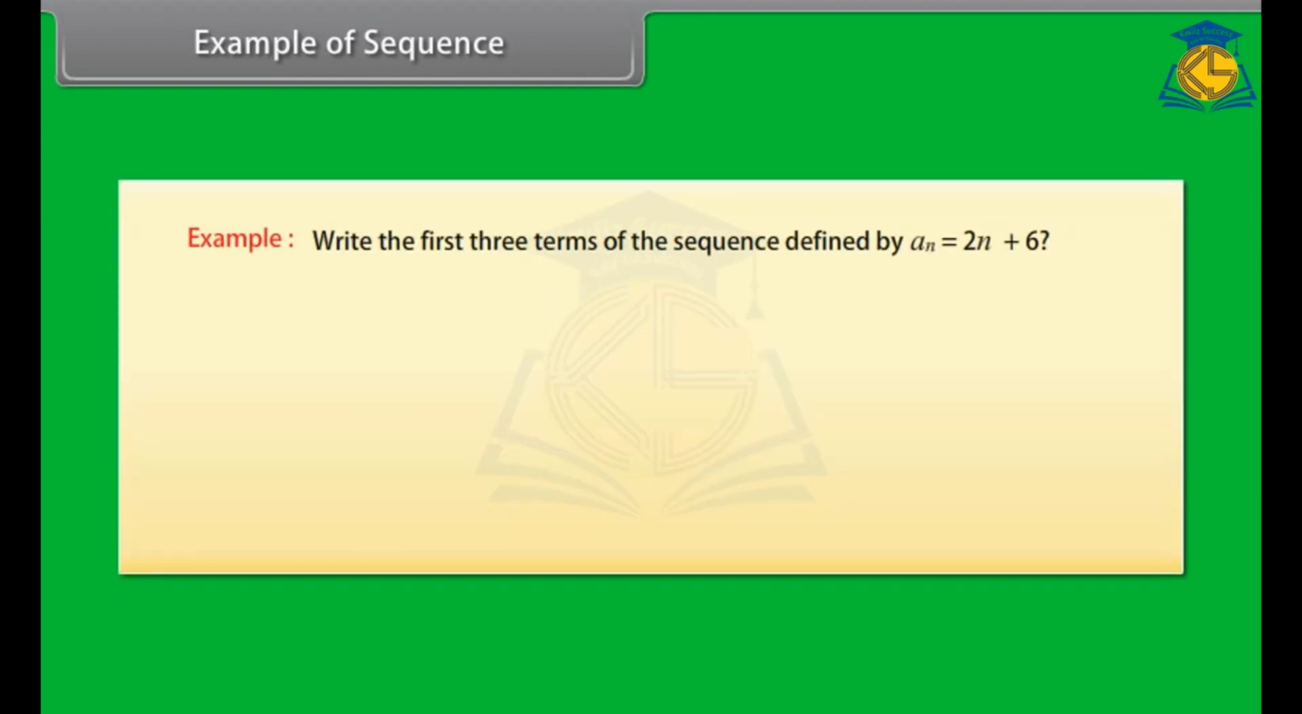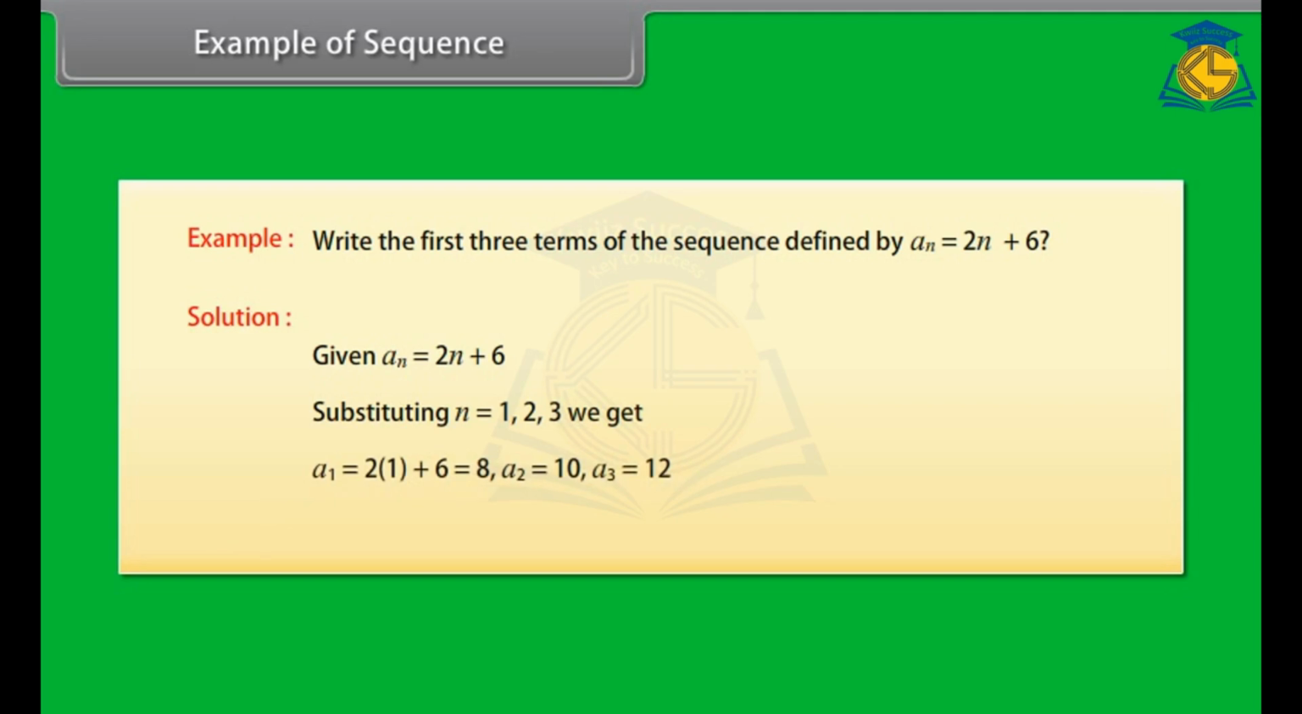Example of sequence. Write the first 3 terms of the sequence defined by an is equal to 2n plus 6. Solution. Given an is equal to 2n plus 6. Substituting n is equal to 1, 2, 3, we get a1 is equal to 2 into 1 plus 6, which is equal to 8. a2 is equal to 10. a3 is equal to 12. Therefore, the required terms are 8, 10 and 12.